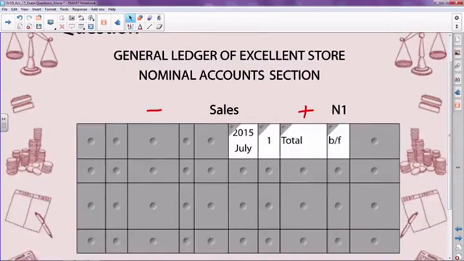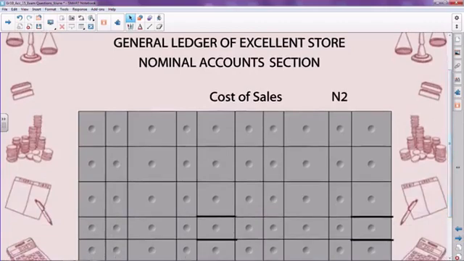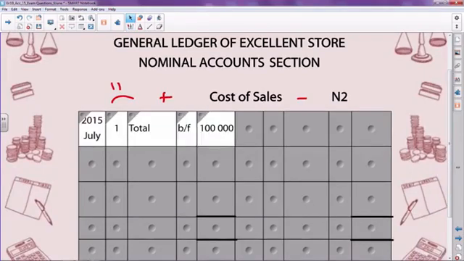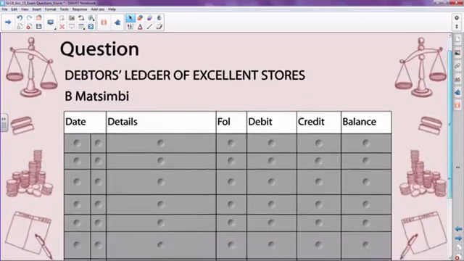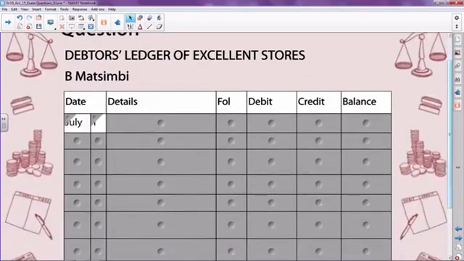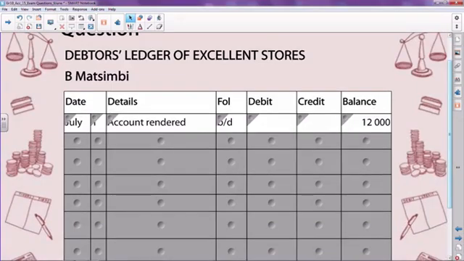There is my total. And remember, all your nominals will be regarded as totals. Now your cost of sales, again, another total. I always say plus minus, but you need to know that the more pluses I have here, the worse for the owner. And there you can see a total on the debit side of 100,000. Now there's already at least 5 given marks. Now let's go look at Matsimbi's account. Here's Matsimbi. On July the 1st, we have an account rendered, brought down, and you will see the balance is given as 12,000. Now, guys, that's the balances.